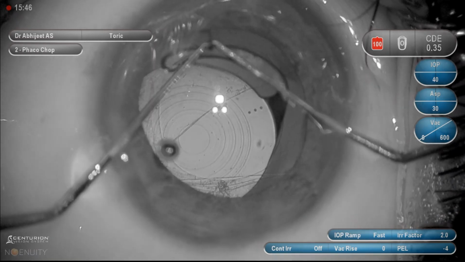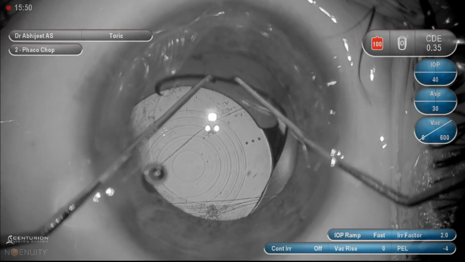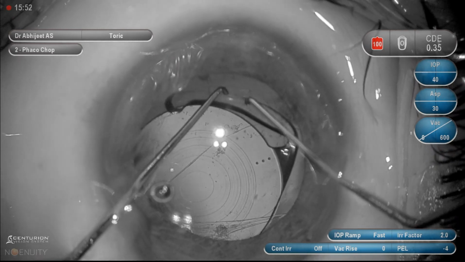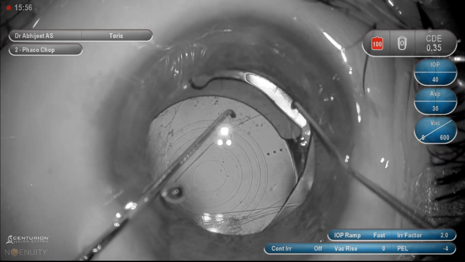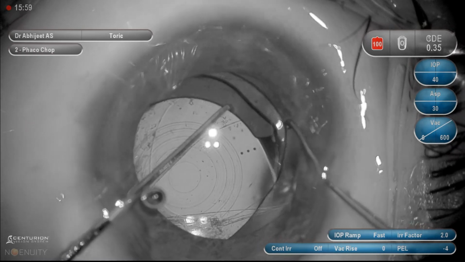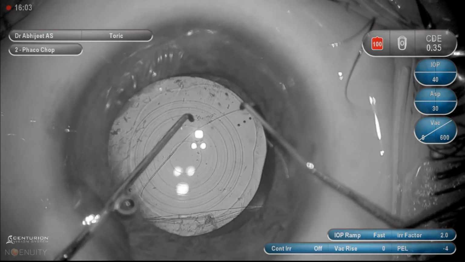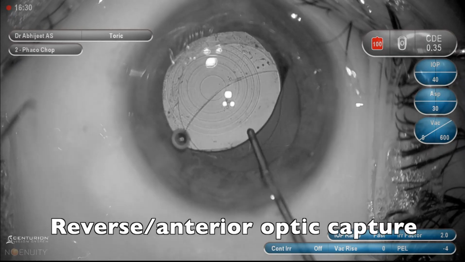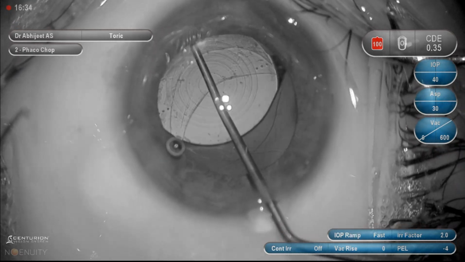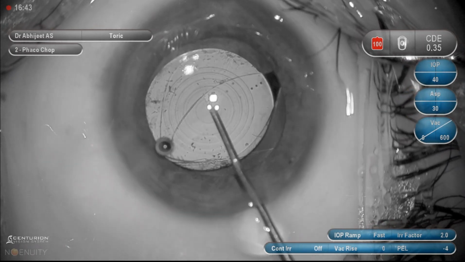So the haptic is gently manipulated into the bag. All this while there has been no vitreous which has come into the chamber. That's because of maintaining the chamber at all times and with minimal fluctuations that we have been doing. Once the IOL is positioned, we do the reverse or the anterior optic capture for extra stability.